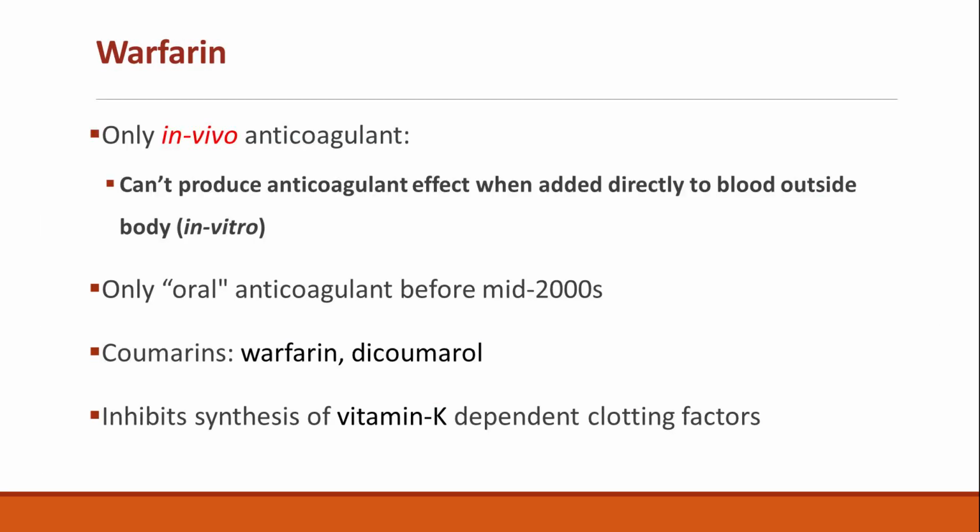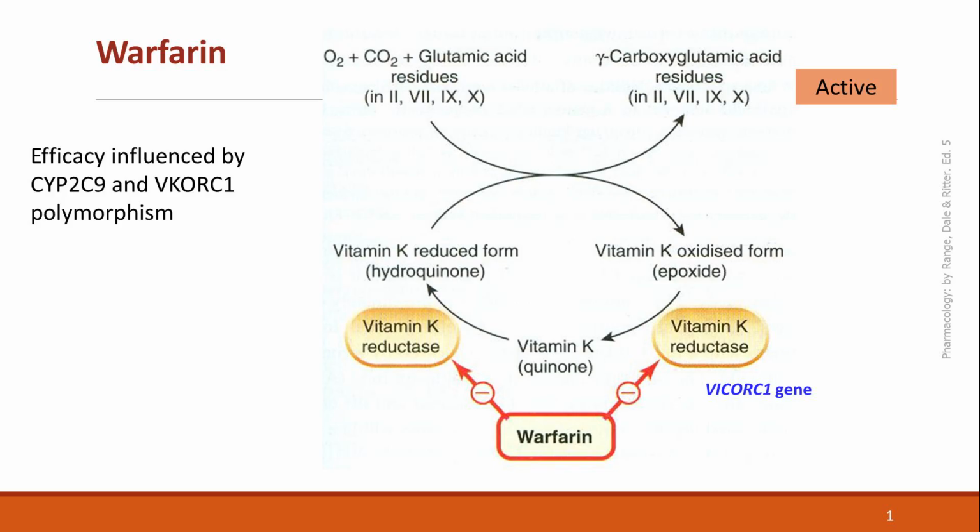Warfarin is a vitamin K antagonist that inhibits the synthesis of clotting factors II, VII, IX, and X. Unlike direct oral anticoagulants, it acts only in vivo and has no effect when added directly to blood in vitro. Its mechanism results in a delayed onset of action, as existing clotting factors in circulation must degrade before anticoagulation becomes effective. The effectiveness and safety of warfarin are significantly influenced by genetic polymorphisms in CYP2C9 and VKORC1.